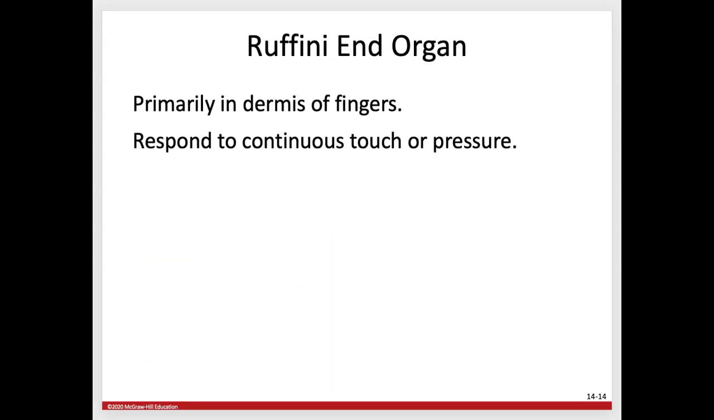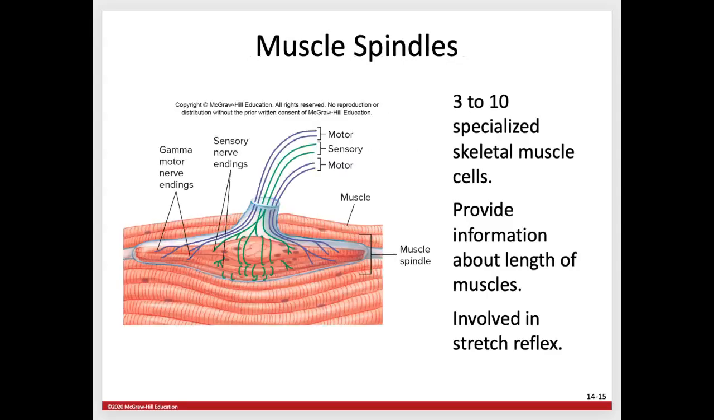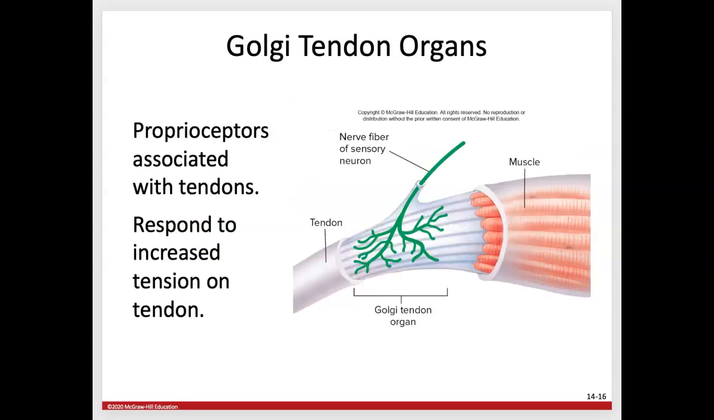Ruffini end organ, primarily in the dermis of the fingers, and these respond to continuous touch or pressure. Muscle spindles, 3 to 10 specialized skeletal muscle cells. They provide information about the length of the muscles. They are also involved in the stretch reflex. Golgi tendon organs, proprioceptors associated with tendons. They respond to increased tension on the tendons.